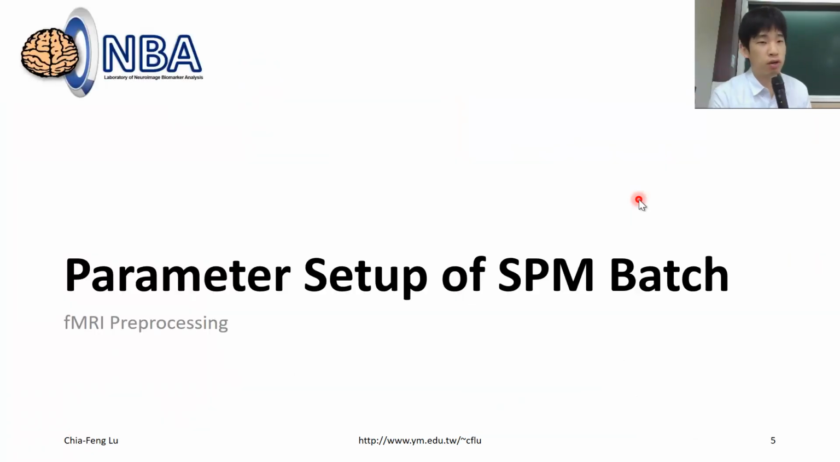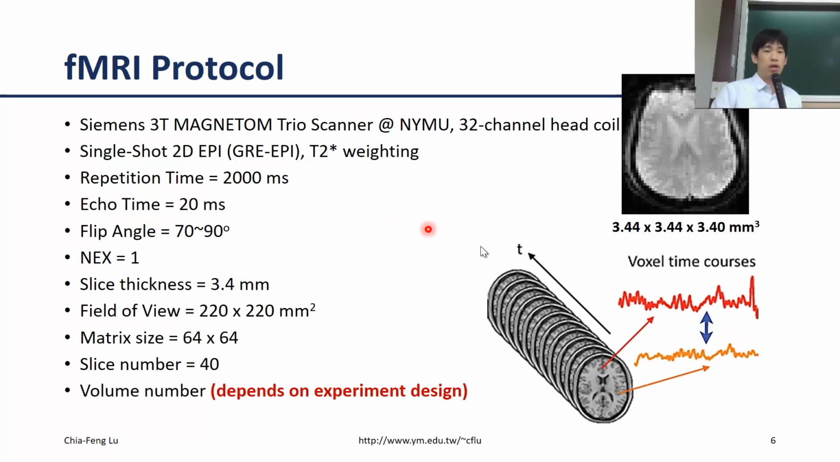But before we go to the introduction of the general linear model, I have the responsibility to discuss the parameter setup of the SPM batch that we used last week. First of all, I will put the slide here again. When we are setting up the parameters of the SPM batch, we may need to come back and check the parameters that we used for the fMRI. Okay, so I will just leave the slide here. If you need, just come back to slide number 6 and check the parameters.